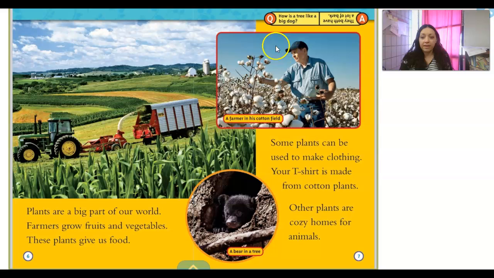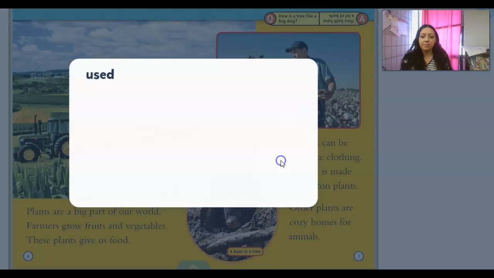And so in the picture, we have another caption right here. It says, "A farmer in his cotton field." That caption is telling you about this picture. So this plant is actually grown to make our clothes. And then this caption says, "A bear in a tree," because you can see that that bear is using that hollow tree as a den.